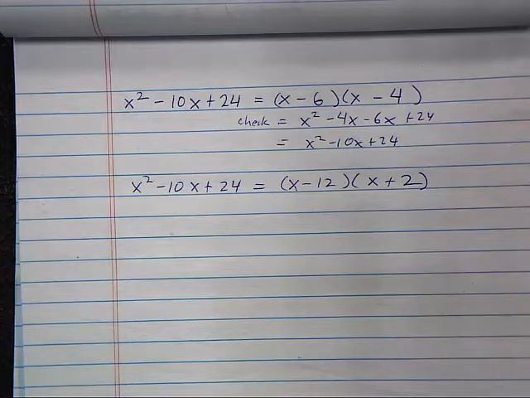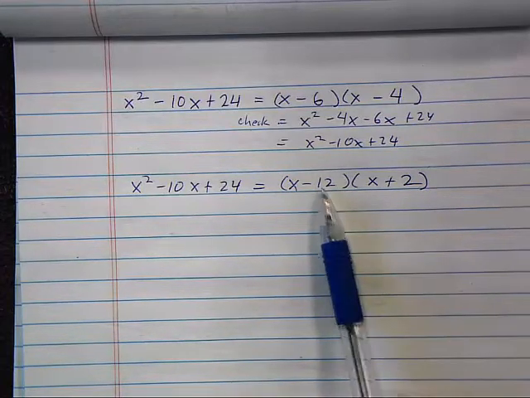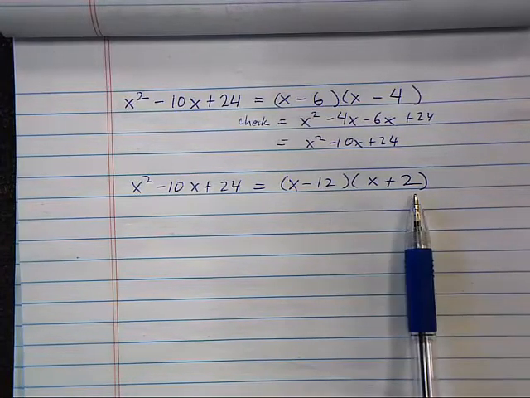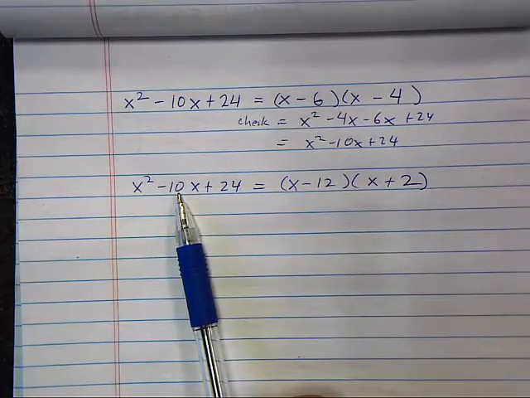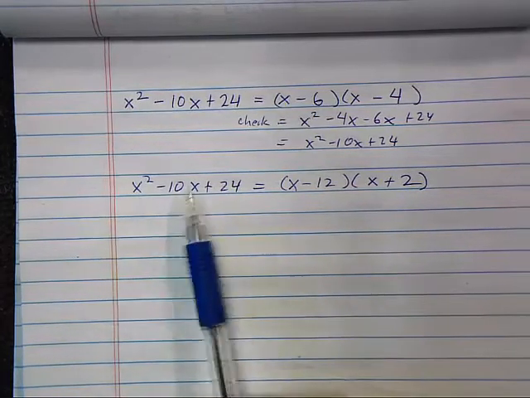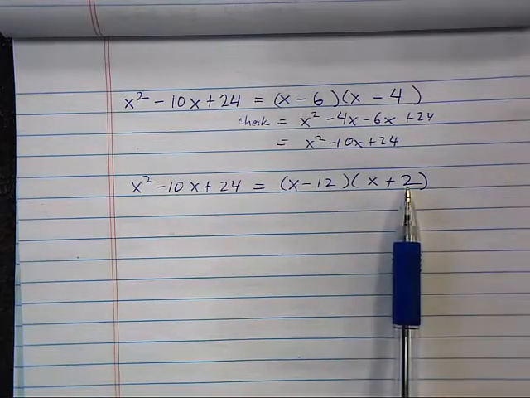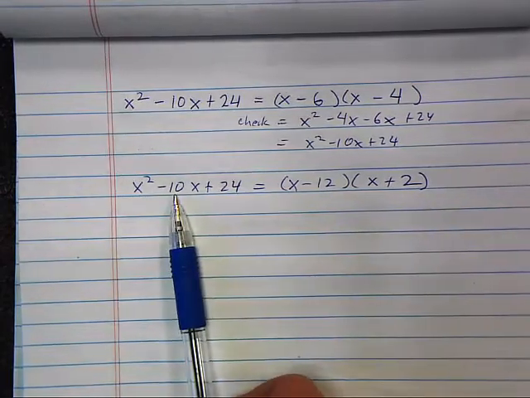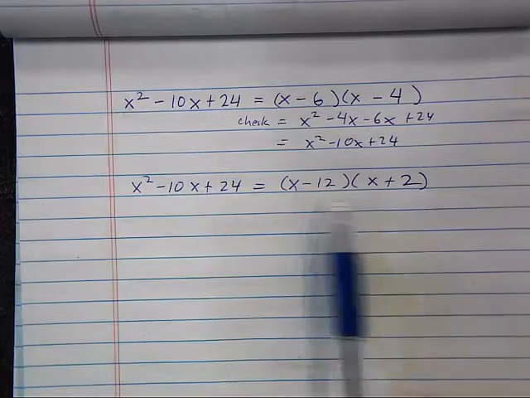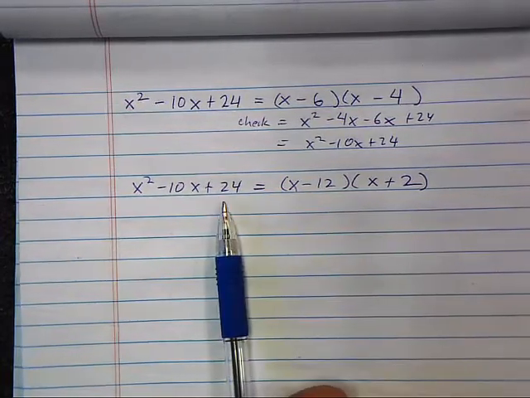What would that have? Well, if you FOIL it, you would get negative 24. Do you get the negative 10 in the middle? Yeah, and that's kind of the trap on that one. Sometimes you have to be very careful. Negative 12 and positive 2 will give me the negative 10 in the middle, but negative 12 times 2 gives me negative 24. So that one would be wrong. So watch out for that.